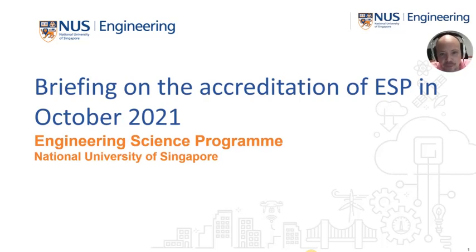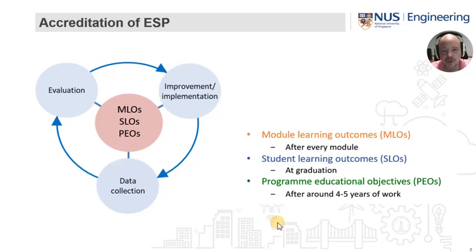Welcome to a briefing on the accreditation of ESP in October 2021. We're going to be accredited according to EAB, the Washington Accord, and as part of this accreditation we will be looking at a number of criteria, but the most important ones that I want to talk about today with you are the module learning outcomes, MLOs, the student learning outcomes, SLOs, and the program educational objectives.